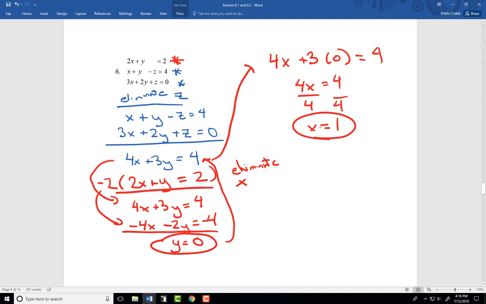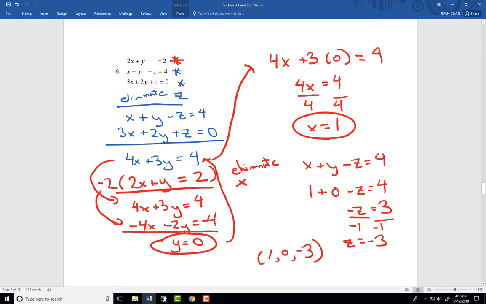And remember, I plugged these two into a 3 by 3 equation. So this is going to be, it doesn't matter which one. Actually, it does, sorry. I don't want to plug into the first one because I don't have a z, so I need to solve for my z. I'll do x plus y minus z is equal to 4. So this is going to be 1 plus 0 minus z is equal to 4. So that means negative z is equal to 3. Divide both sides by -1. I have z is equal to -3. So I have 1, 0, -3 as my final answer.